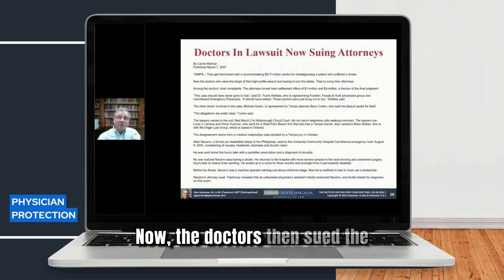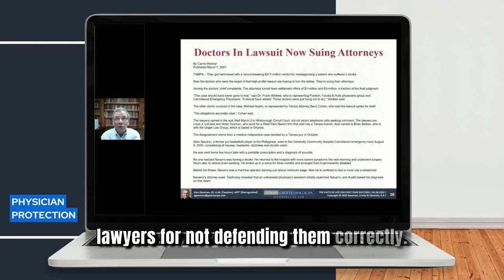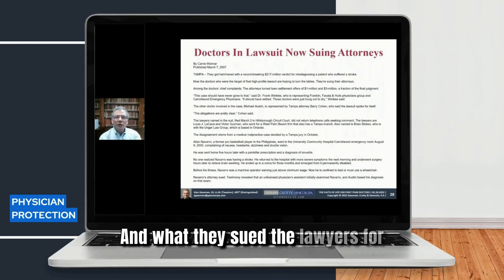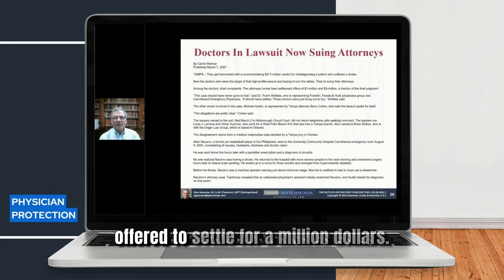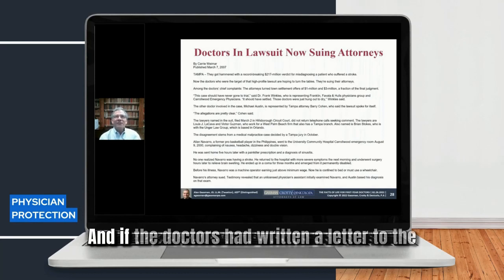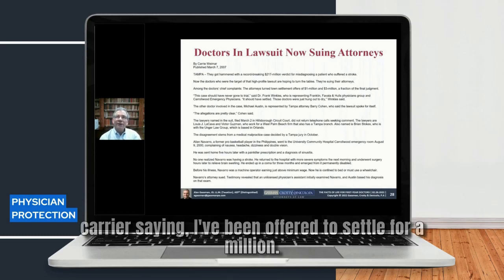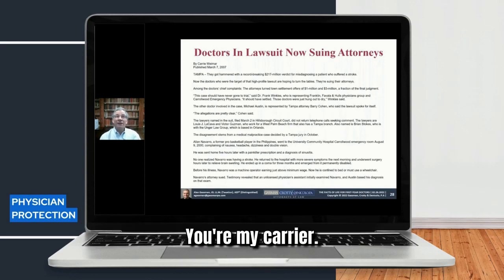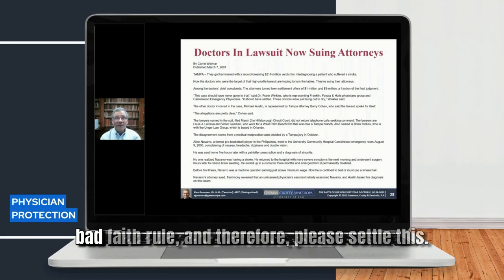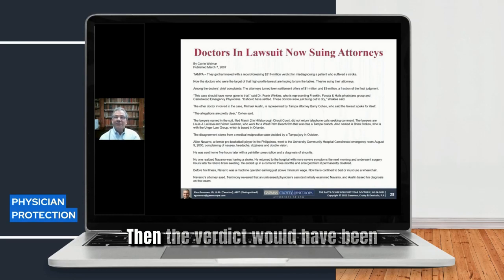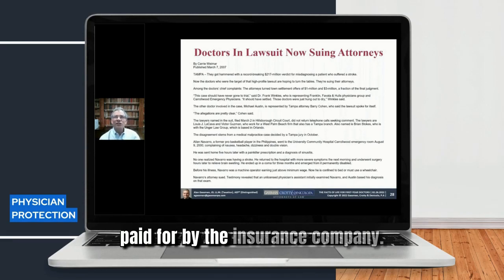Now, the doctors then sued the lawyers for not defending them correctly. And what they sued the lawyers for was that before the trial, the plaintiff offered to settle for $1 million. And if the doctors had written a letter to the carrier saying, I've been offered to settle for $1 million, you're my carrier, you have a duty to settle this. If you choose not to settle it, this is your problem, not mine, because of what we have in Florida called the bad faith rule, and therefore, please settle this. Then, the verdict would have been paid for by the insurance company.